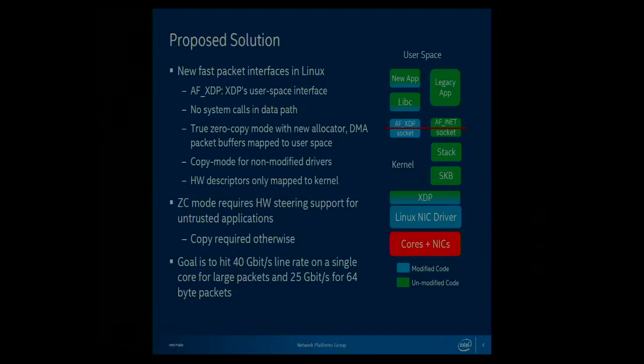All right, one thing to note. If you're using the zero-copy mode, then your hardware has to support hardware steering. For example, we have two sockets receiving two separate flows. Then in order to use zero-copy out to user land, you must be able to steer the flows. But Magnus will tell a bit more about this later. Our goal is to hit 40 gigabits per second for large packets, and for 64-byte packets, we're hoping for 25 gigabits per second.